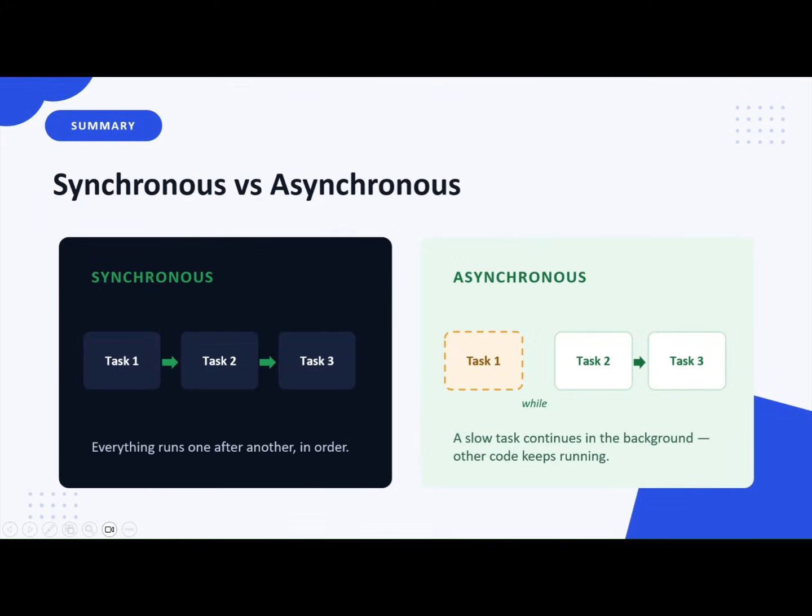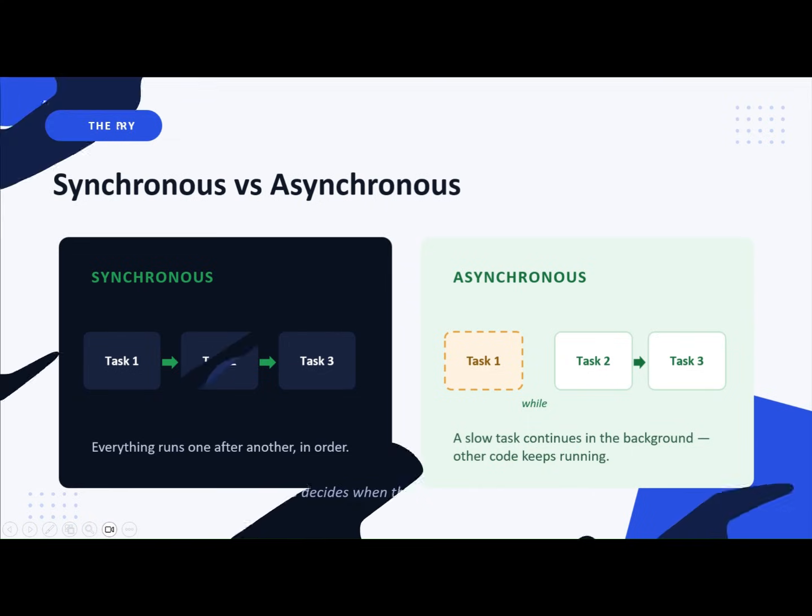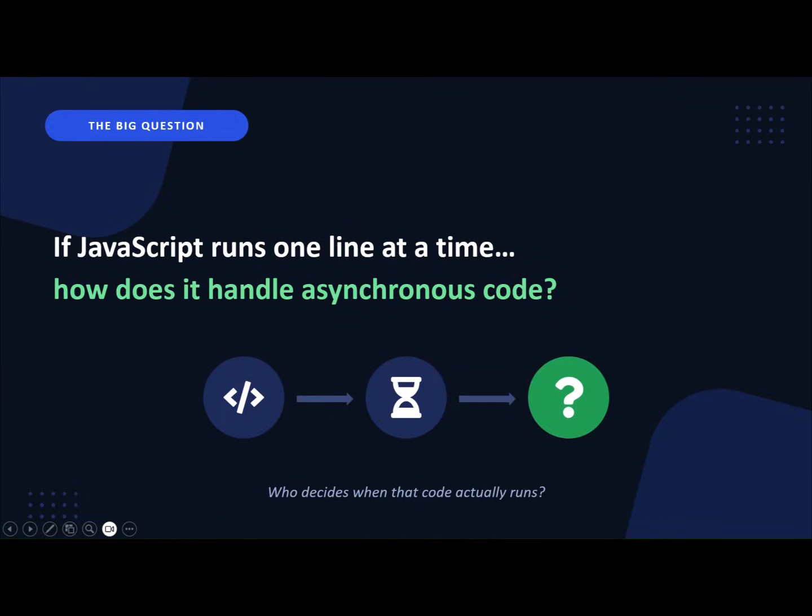So now we can understand the difference. In synchronous execution, we wait for the current task to finish before moving forward. In asynchronous execution, a task can take some time, but other code can continue executing instead of simply waiting. That's the basic difference.